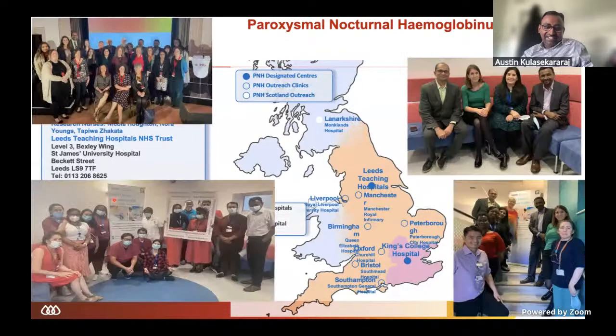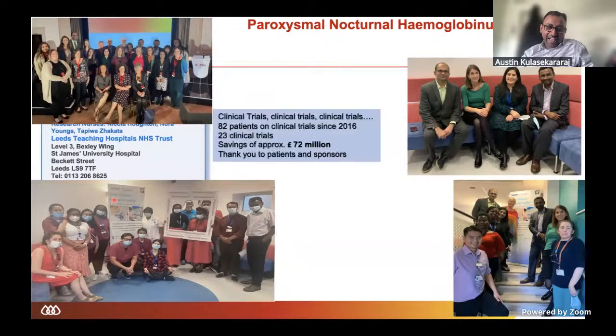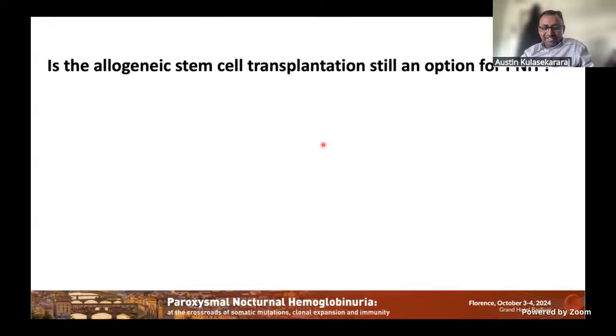So essentially, just to thank all the people here, and then I'll come to transplant in a minute. And we did just trials. That's what we did with these agents. And just by trials, we've saved about 72 million in this. So the question is, is transplant still an option for these patients? And I would say still yes, because in country terms, it's only about 40 countries in the world who have access to anti-complement therapy, which are reimbursed and taken up by the government system.